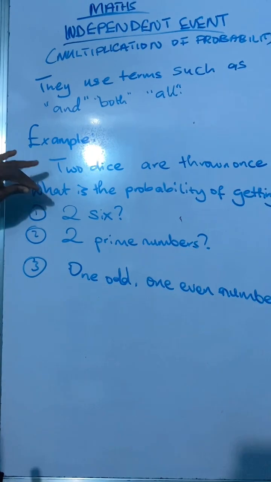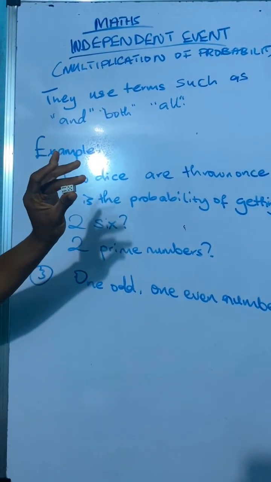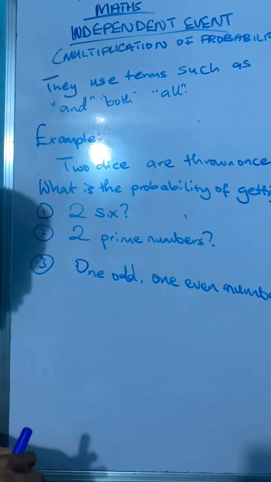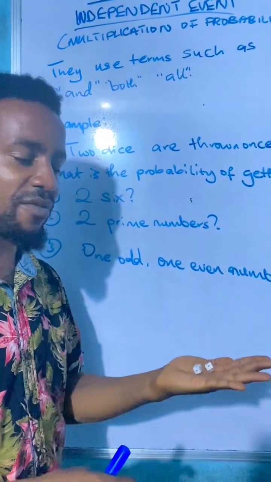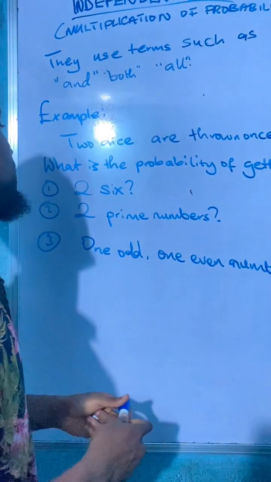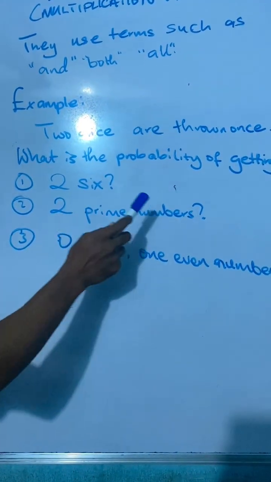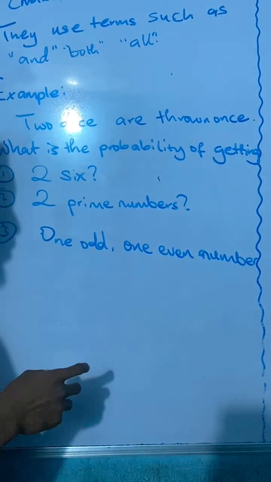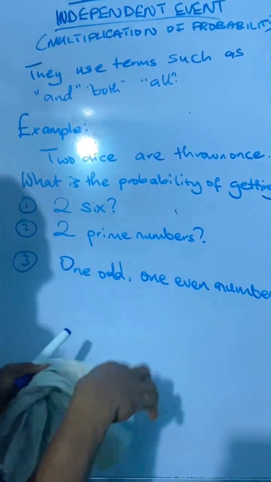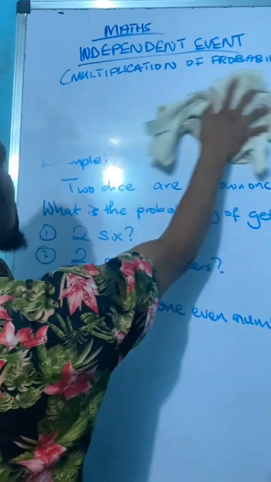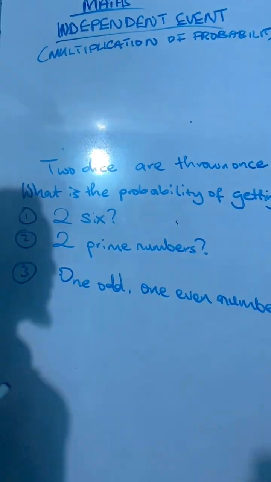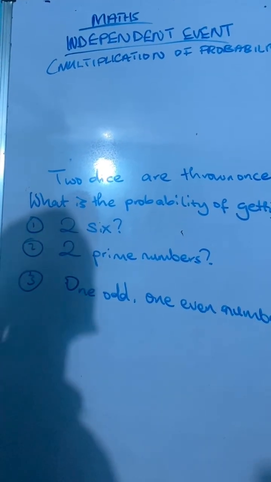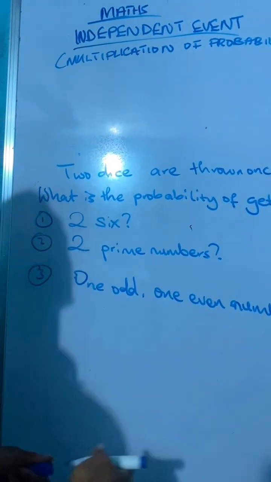Example 1, it says, look at this. It says 2 dice are thrown once. What is the probability of getting 2 6? When you throw 2 dice once, what's the probability that you are going to get 2 6? What's the probability of getting 2 prime numbers? And what's the probability of getting 1 even and 1 odd number? So now we have to check and solve it one by one. You feel free to pause the video at any point you don't understand, so that you rewatch and understand what I'm talking about. So let's work on it.